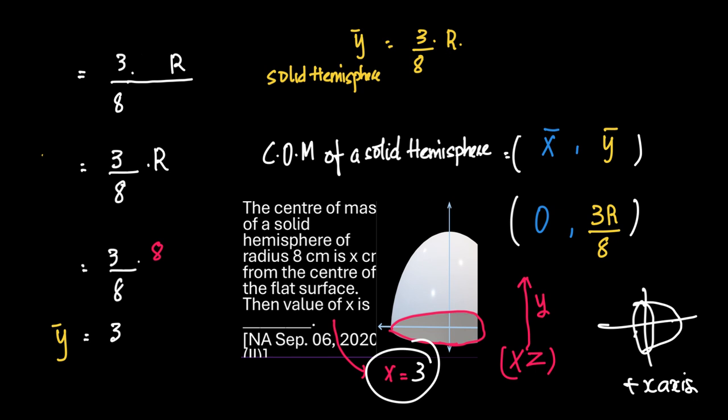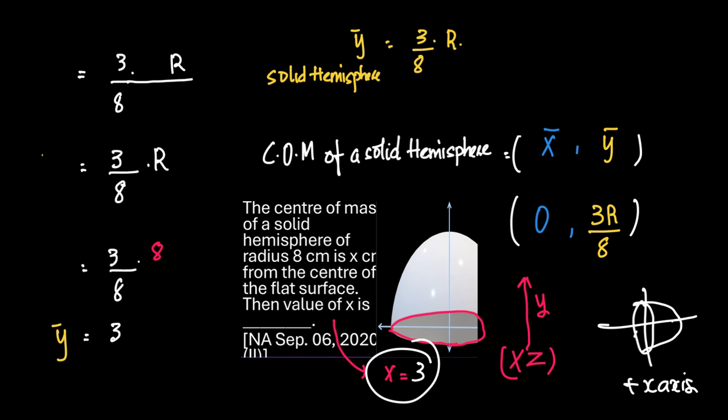Okay, now which essentially means that the center of mass of a hemisphere is dependent on the radius of it, and it is very close. 3 by 8 r means it will be very close to the bottom edge of the bottom surface of the hemisphere.